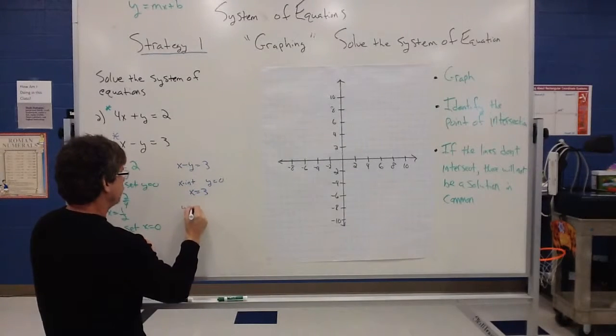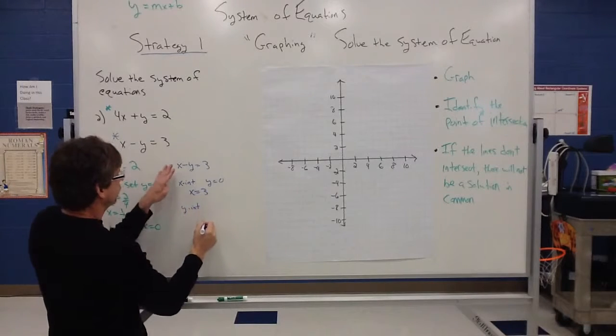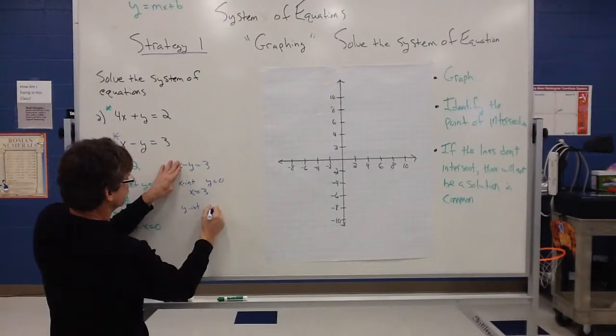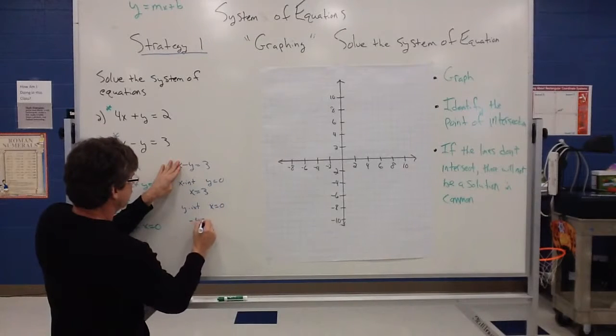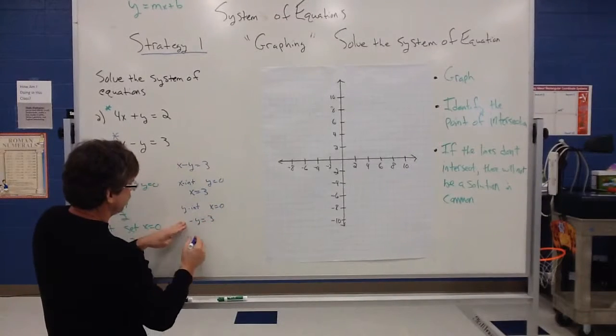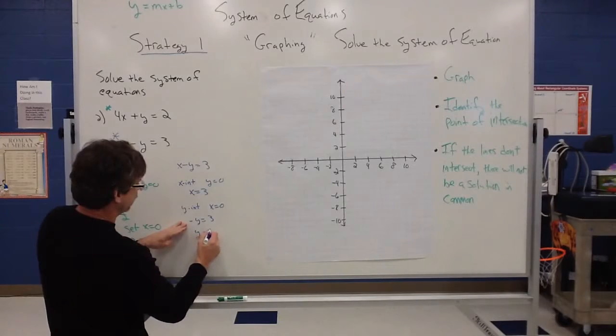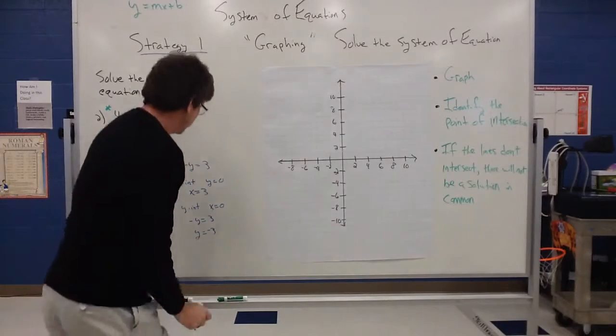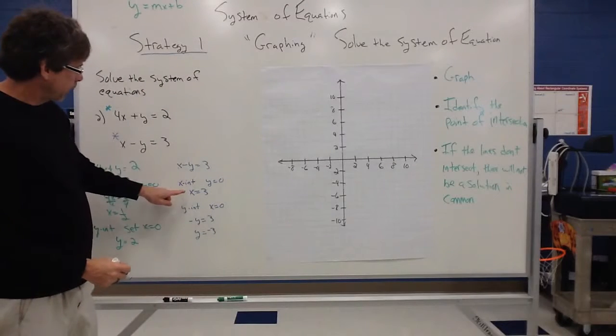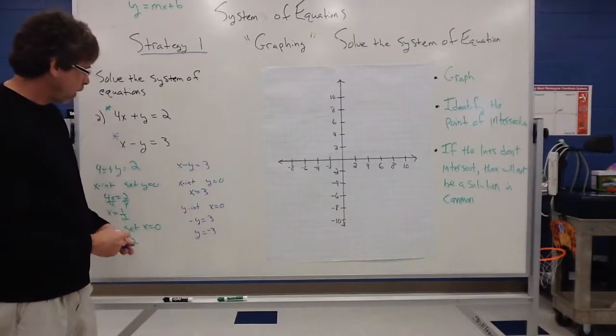To find the y-intercept, we set x equal to 0. We have the opposite of y equals 3. So I could change that to a y as long as I make that a -3. So I can divide both sides by a negative, and that would change the signs over. So I have x-intercept is 3, and the y-intercept is a -3.